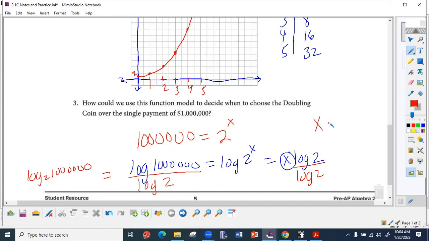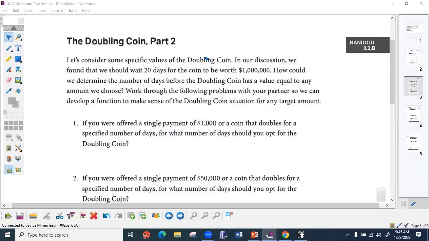Personally, how much? 19.931. Well, you can round that to 20. So almost how many days? Almost 20. So if I have this magic coin for 20 days, I'm going to become a millionaire. The conclusion here is we discovered after we did our whole math that it was about 20 days. Ta-da, the answer was on the back all along. So it took about 20 days for the coin to be worth $1 million.